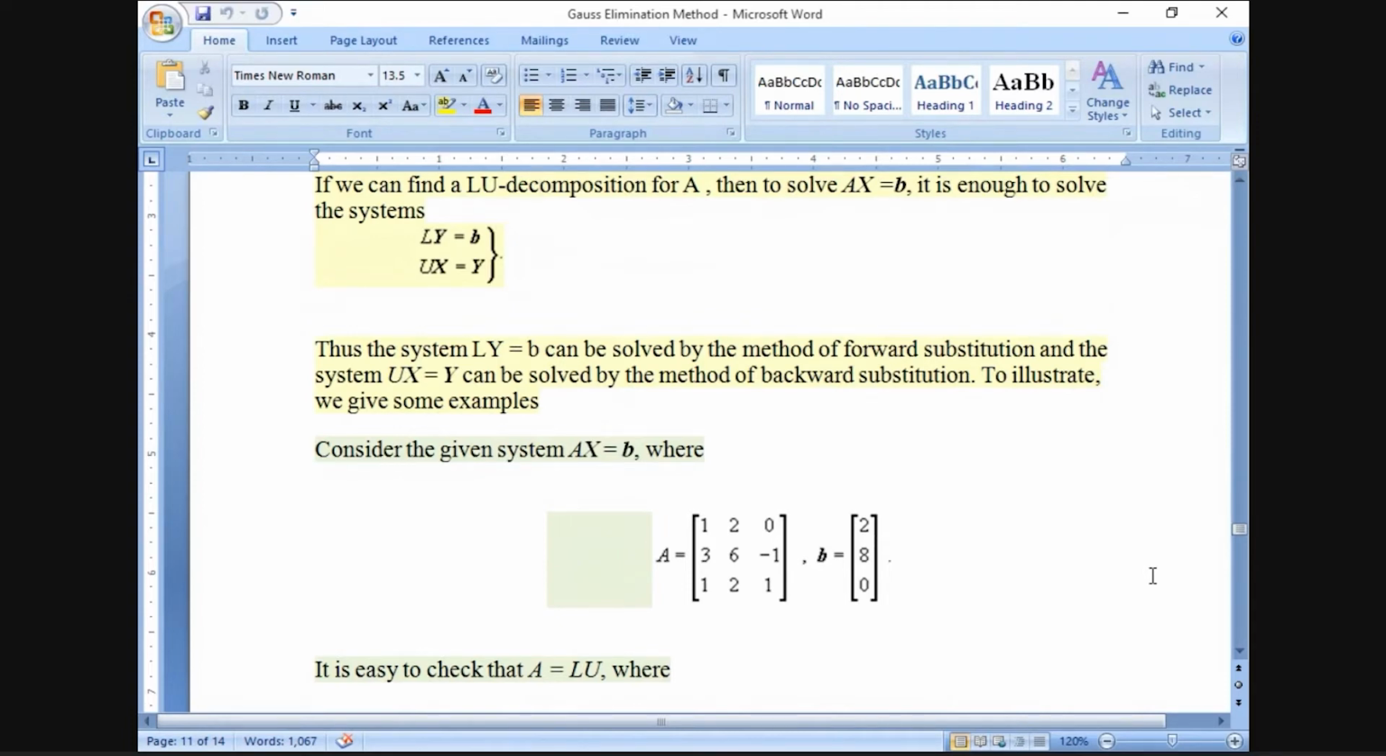In L, the diagonal is equal to 1, the upper three elements are equal to 0, and for the lower three elements you can take any variable names, like A, B, C, X, Y, Z. For the upper triangular matrix, the diagonal contains the usual values, the lower part is equal to 0, and for the upper part you can take any variable names. You have to write U11, U12, U13.